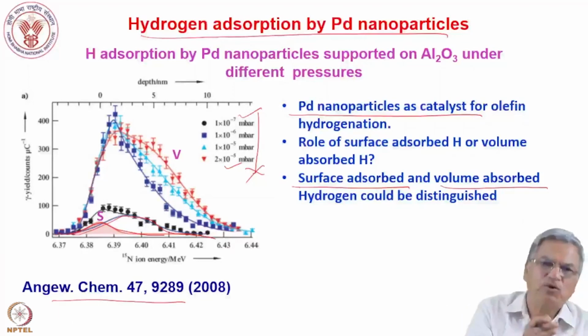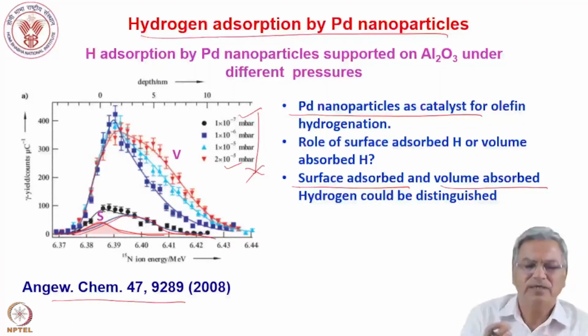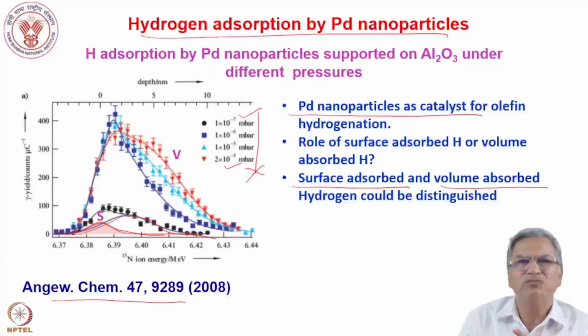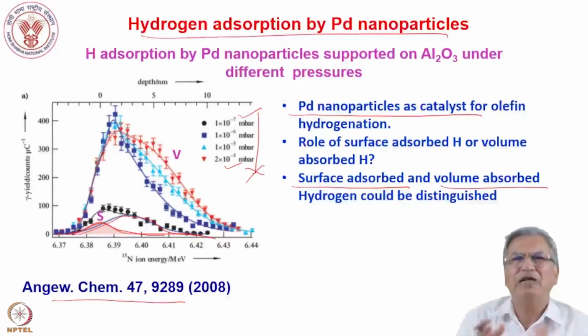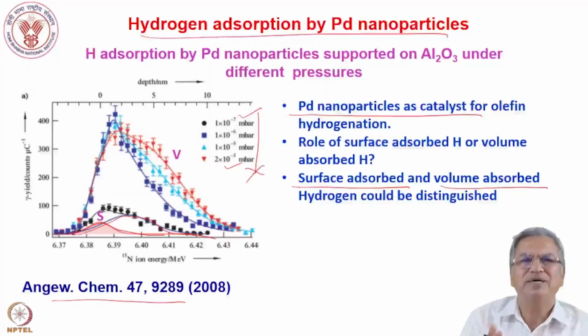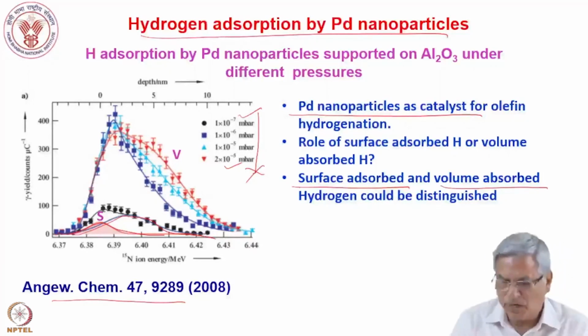You can deconvolute this depth profile of hydrogen, and then as a function of the hydrogen pressure, they found that the surface adsorbed hydrogen plays a role only at low pressure. At high pressure, the bulk hydrogen also starts playing its role. So I will not go into the details. The point I wanted to emphasize was that you can study the role of surface and bulk hydrogen in understanding the particular chemical reactions that are taking place. This is the kind of study people are doing.